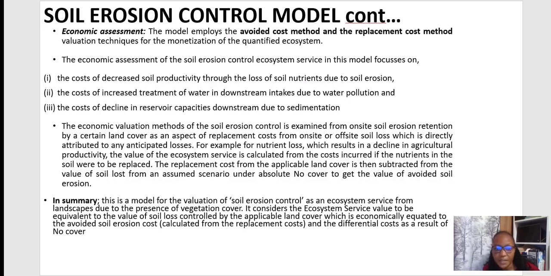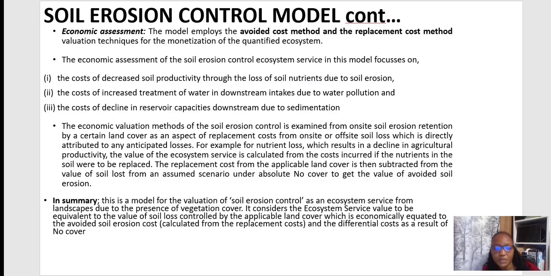You find that in soils where a lot of soil erosion takes place, the soil nutrients have been destroyed, and in most cases you have to go back to the shop to buy fertilizers to increase the soil fertility in order to replenish that soil to support crop production.